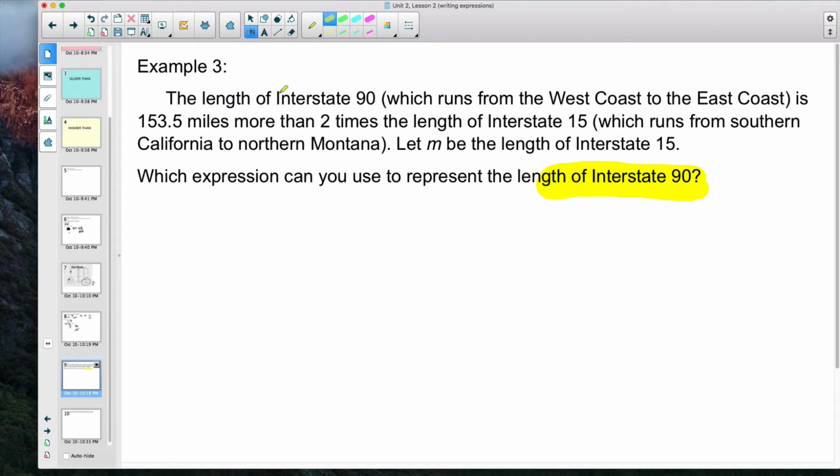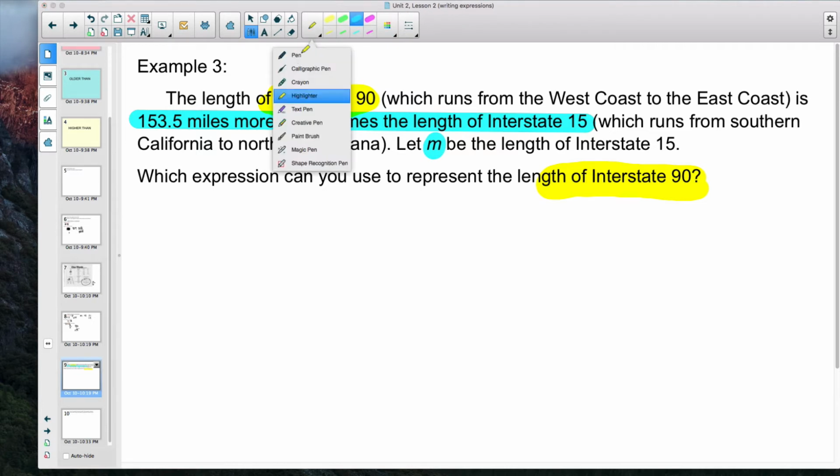So if I go back up here, well, here we go. Interstate 90 is what? Well, let's pull it apart. It's 153.5 miles more than 2 times the length of Interstate 15. So right there it tells you exactly what we need to know. And it also tells you that m is the length of Interstate 15. So I'm going to rewrite the important information so that we can look at it together.